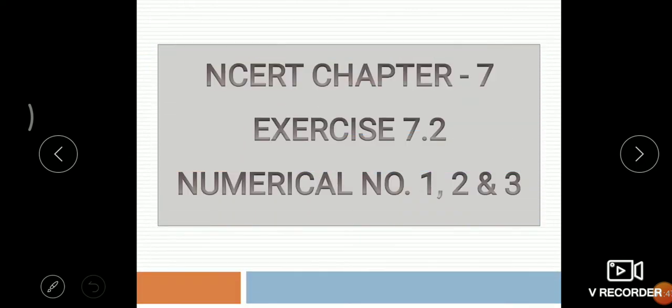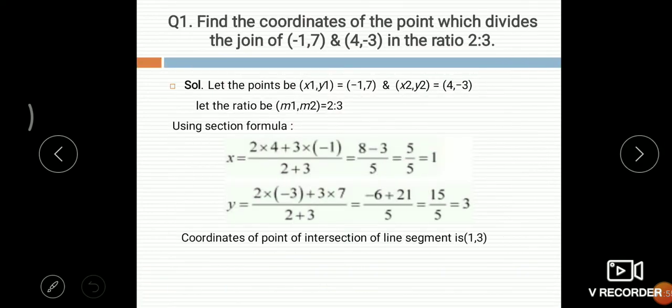So let us begin with the NCERT numericals. Today we will be discussing numerical number 1, 2 and 3 in this session. Here we have numerical number 1. Find the coordinates of the point which divides the join of (-1, 7) and (4, -3) in the ratio 2:3.